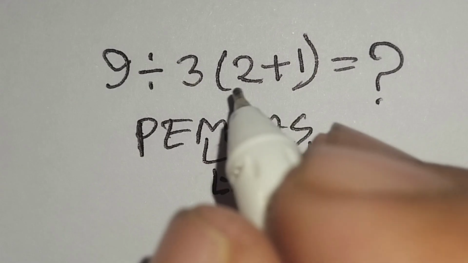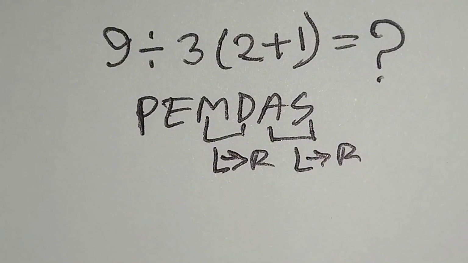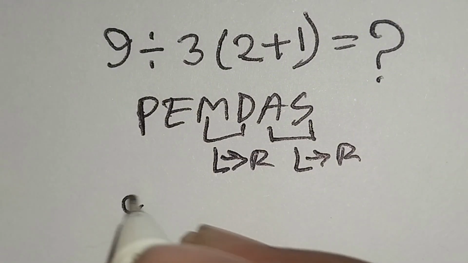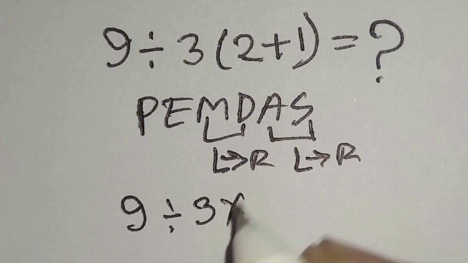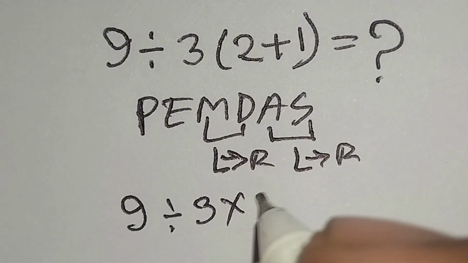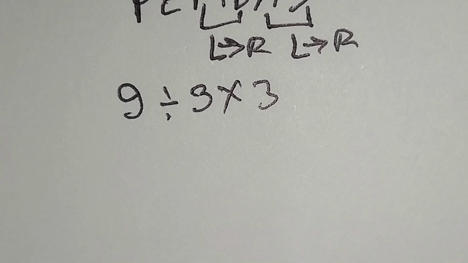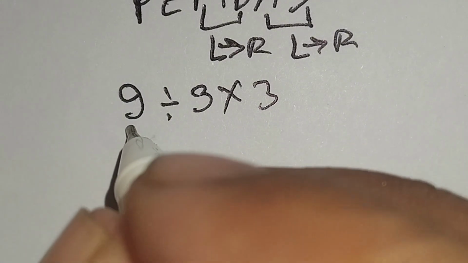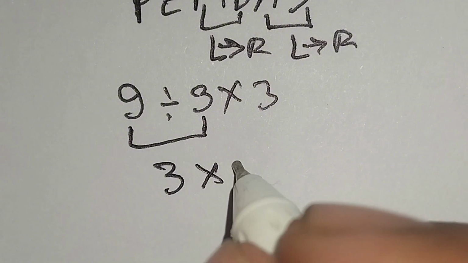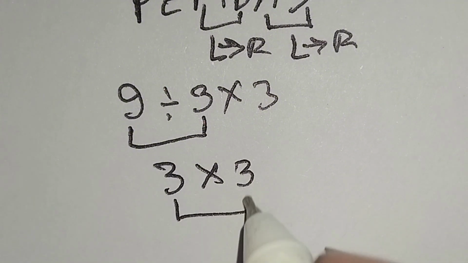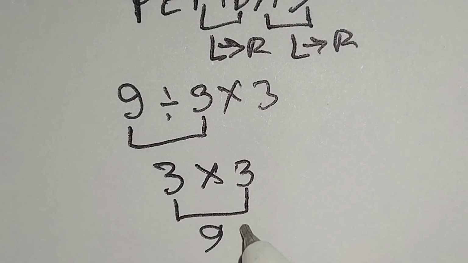Therefore at first we have to work with this parenthesis. Here this 9 divided by this 3 multiply this 2 plus 1 gives us 3. Now I have to work with this division. Here 9 divided by this 3 gives us 3, multiply this 3. 3 multiply 3 gives us 9, and this is correct answer.